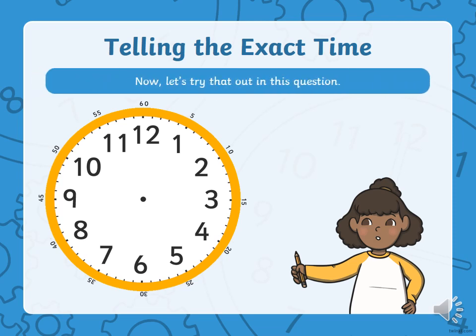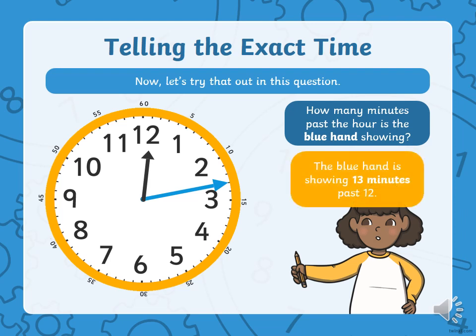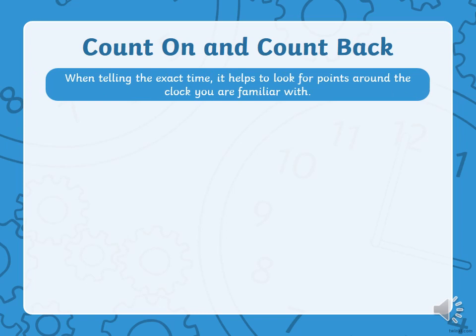Now let's try that in this question. How many minutes past the hour is the blue hand showing? So make sure you count up. The blue hand is showing 13 minutes past 12. Well done. Count on and count back.